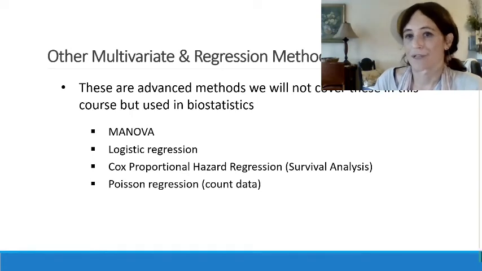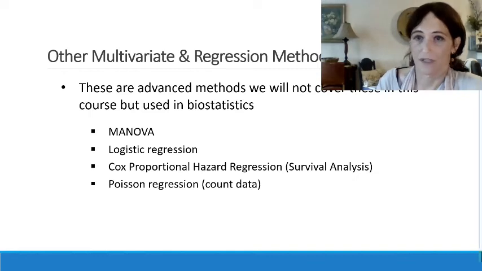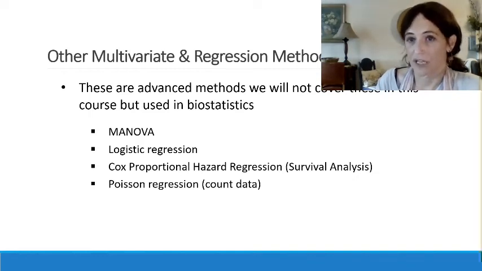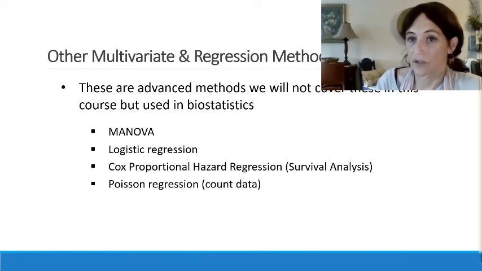So multiple linear regression models are obviously very powerful tools, and we should be really careful to examine the assumptions of there being a linear relationship among our variables. There are other advanced methods that we're not going to cover in depth in this course or at all, but are used by biostatisticians and are things that you would learn if you were to continue studying biostatistics. MANOVA is a technique that allows for multiple dependent variables, and that often comes up when you have similar scales that are measuring the same phenomenon.